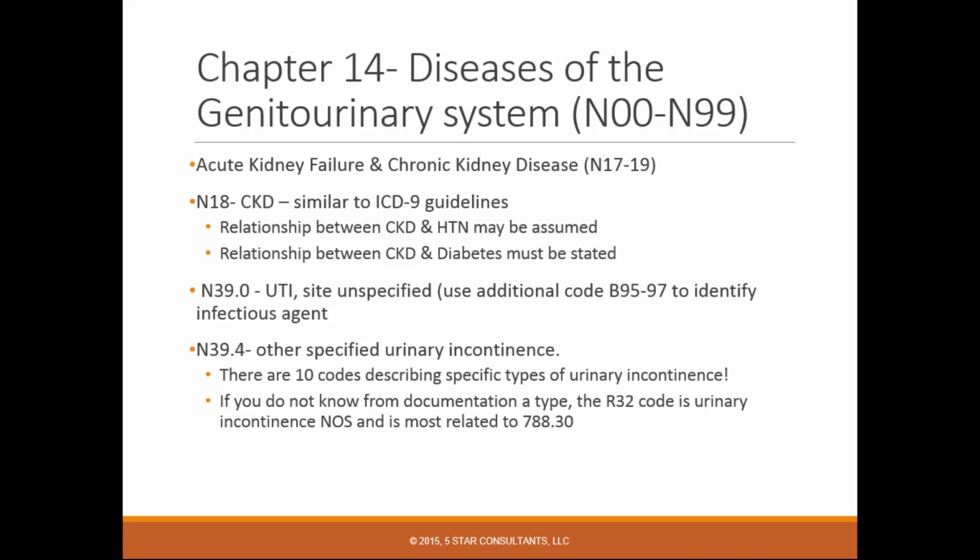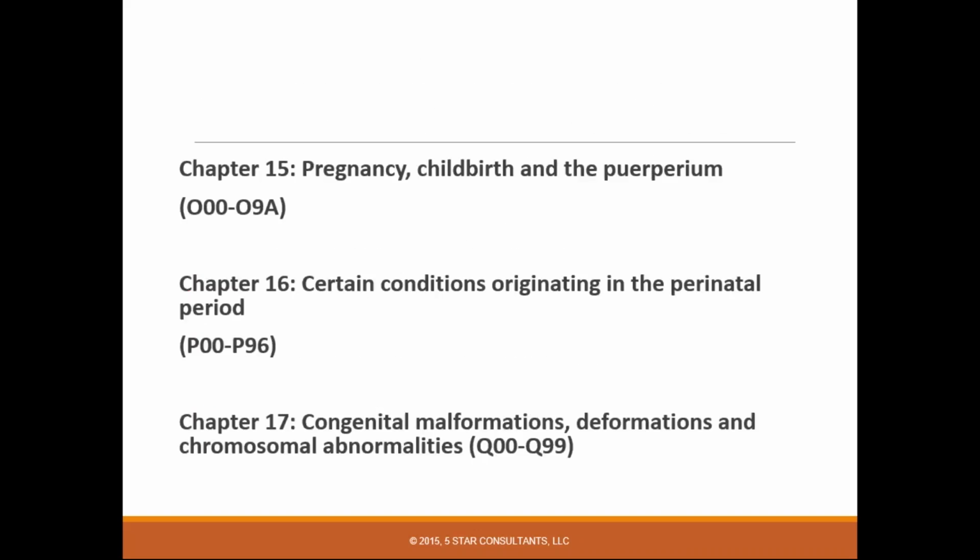If you just know that they're incontinent because they have incontinence not otherwise specified, we use a symptom code, R32. That's like our 788.30. If there's a specified reason for the incontinence, then you do it out of the GU system. We don't get that very often. So you would want to code R32 as urinary incontinence NOS.